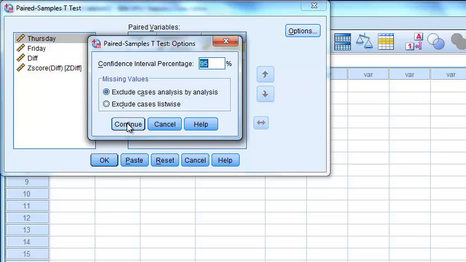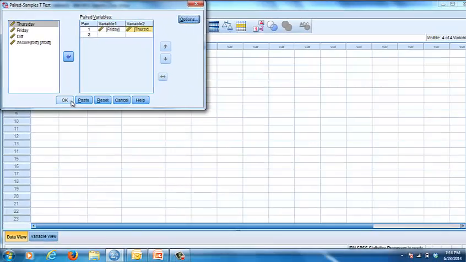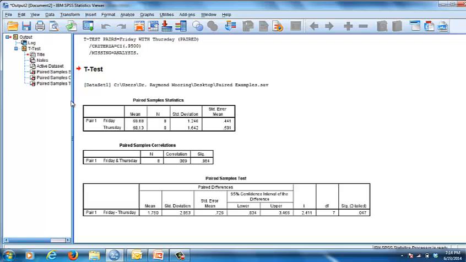Why not? And that's it. That is it. That's the whole test. When I click OK, boop, I'm done. What does it tell me?